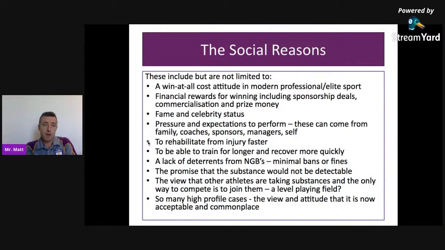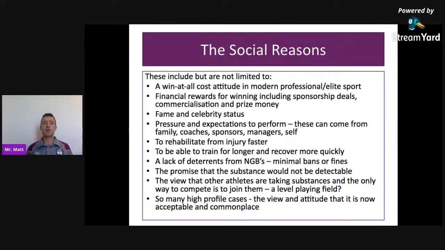They may also have picked up an injury, which means they cannot train as hard, or can't train at all. And in order to recover or prepare for a certain event, they may feel that they need to take performance-enhancing drugs to get up to that level again. Performance-enhancing drugs will definitely help the athlete to train harder for longer and recover more quickly. So again, that will add to the performance of the athlete.